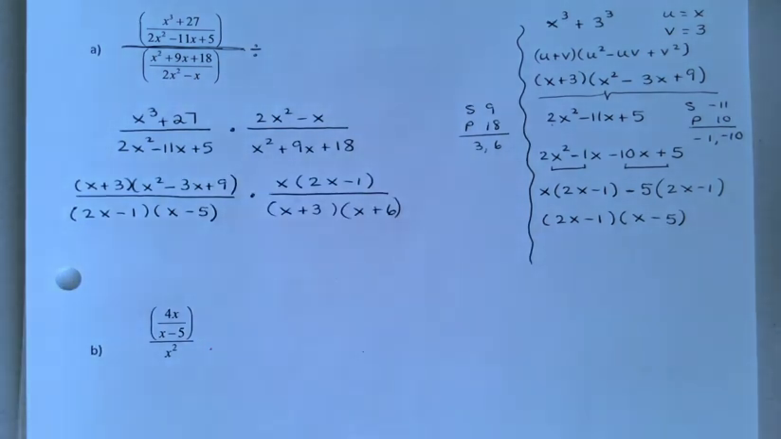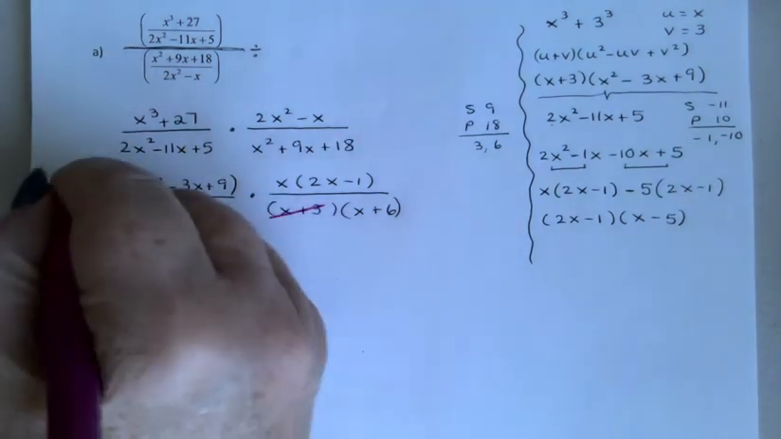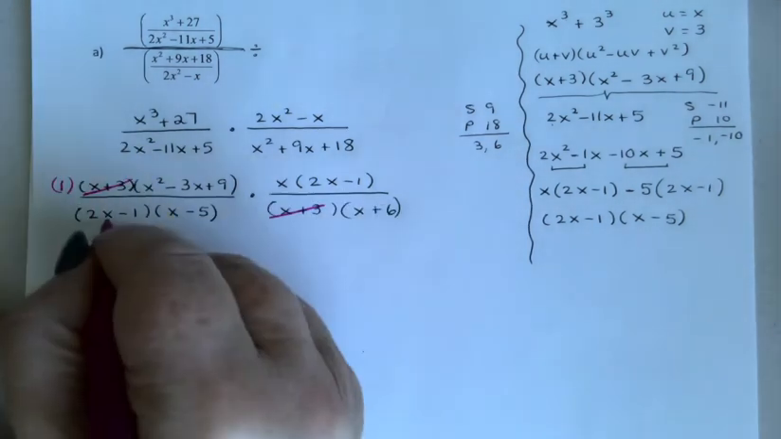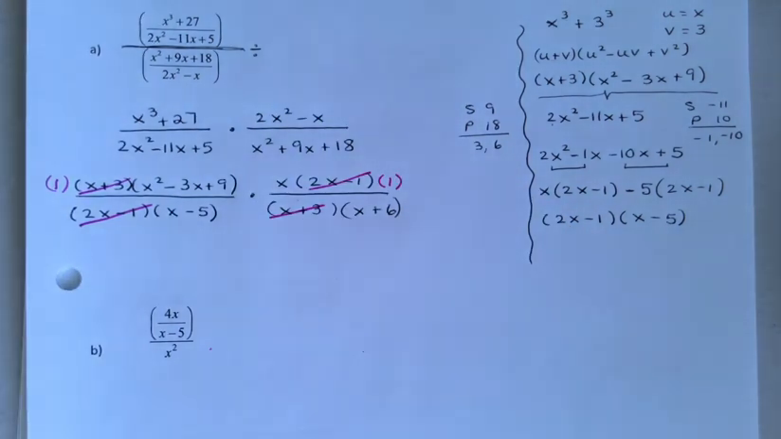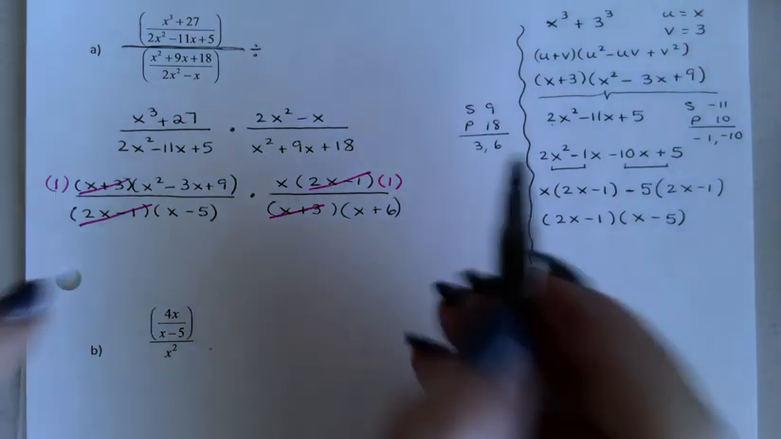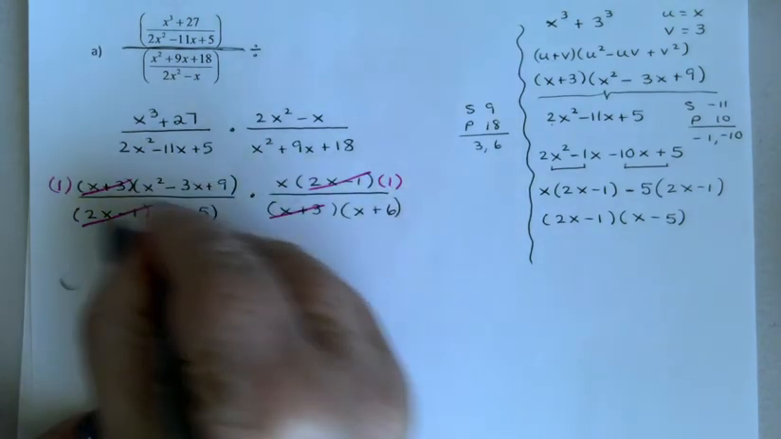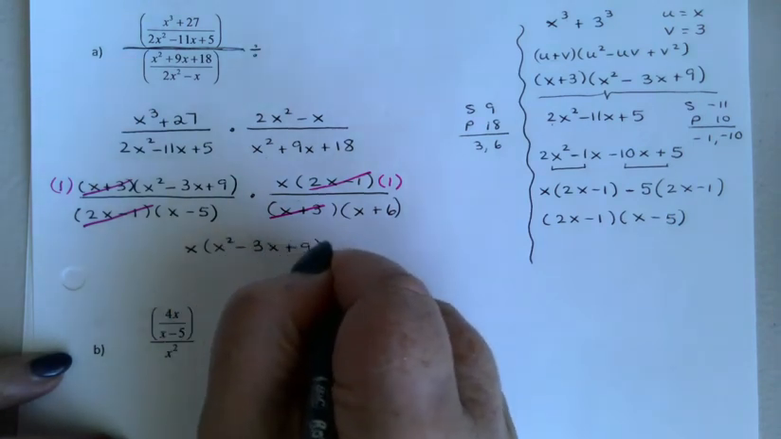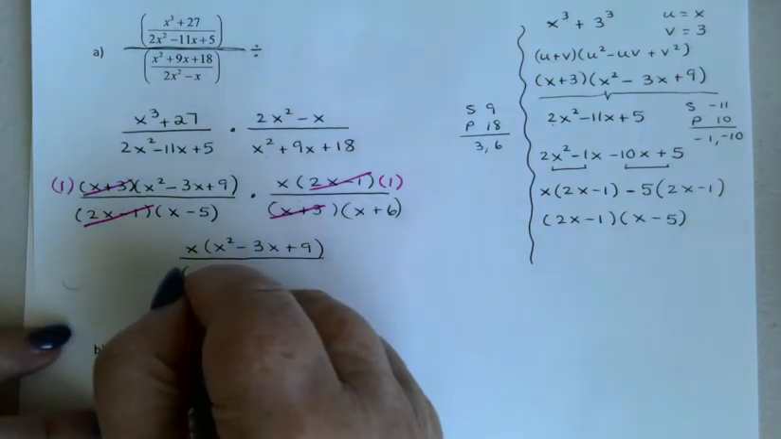Okay, what can we divide out? x plus 3 divided by x plus 3, positive 1. 2x minus 1 divided by 2x minus 1, also positive 1. I think that's it. So on top I'm going to have just 1x times that trinomial. And on the bottom I'll have x minus 5 times x plus 6.